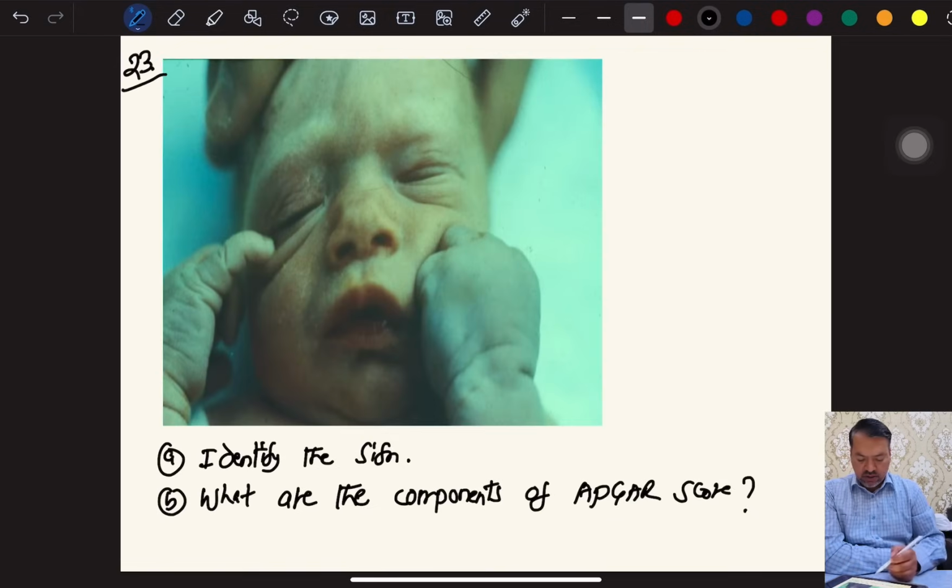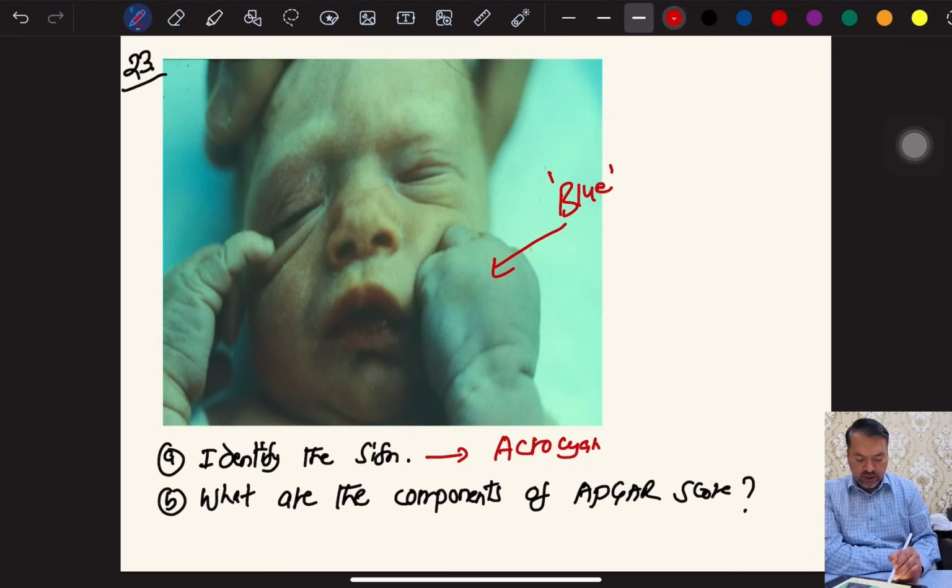Now another one, identify the sign which is shown here. See this hand is blue, but the lips are still pink. So this is a case of peripheral cyanosis, and we call it by the term acrocyanosis. Acro means peripheral part of the limbs. Acrocyanosis is very common at the time of birth because of the temperature difference, and that will cause vasoconstriction. So acrocyanosis will occur, but after a few hours, when the baby is warm, this blueness will disappear.